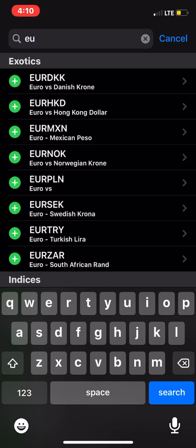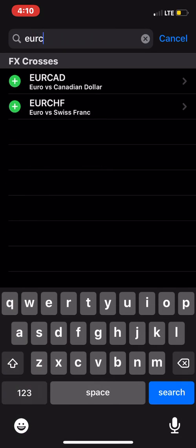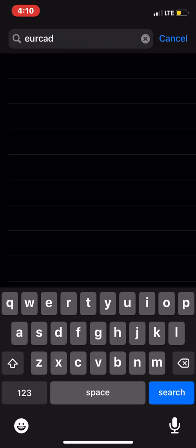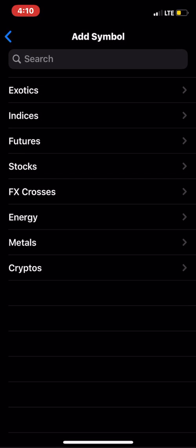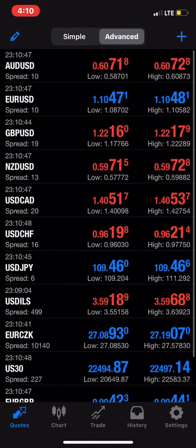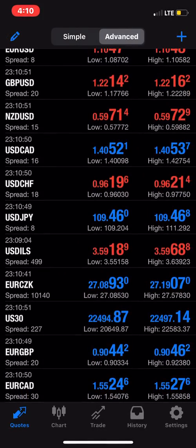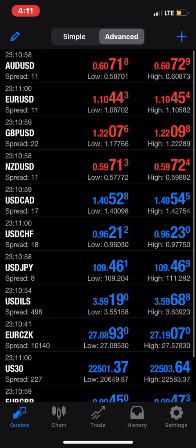So let's just say EUR. I already have that one. Let's just say EURCAD wasn't there, and that's the one that I want to use. I would type that in, EURCAD. It'll populate for me there. I just click the green plus button. Cancel. Back. And when I look at the bottom of my screen, it'll then populate for me to just go ahead and tap it, trade, and take the trade that way, okay? So that's how you add currency pairs that aren't there.